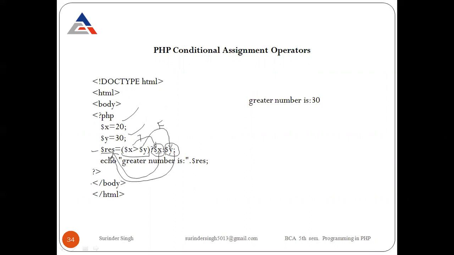Now x is 20 and y is 30. So is 20 greater than 30? The condition is false. Clear? Now expression 3 will be executed and the value of y will be assigned to result. Now we are printing the greater number is result, and result has the value of y, which is 30. Clear? Students, is it clear to you?